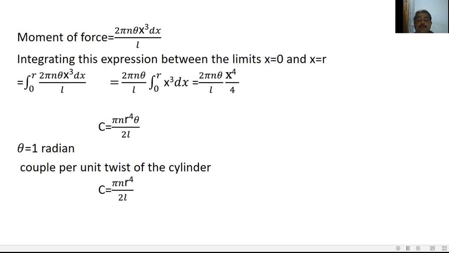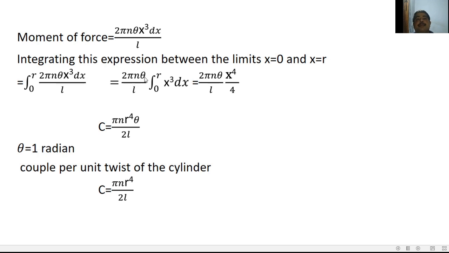In order to derive the expression for the total twisting couple on the cylinder, we have to integrate this expression between the limits x equal to 0 and x equal to r. Then the integral from 0 to r of 2 pi eta theta x cube dx by L.